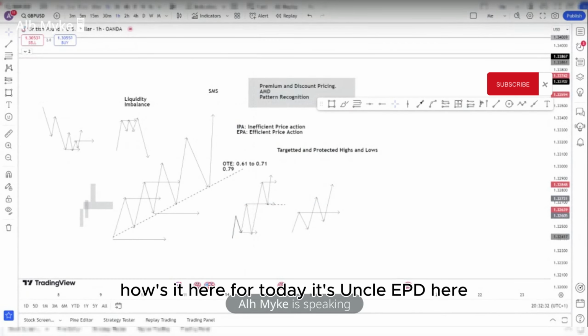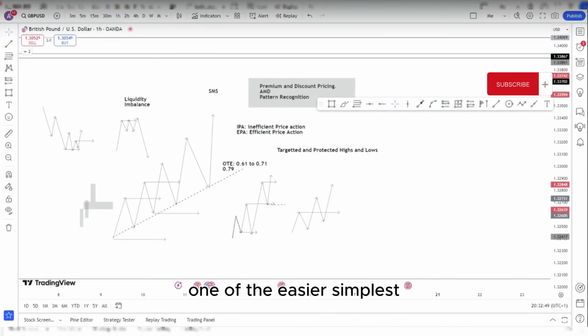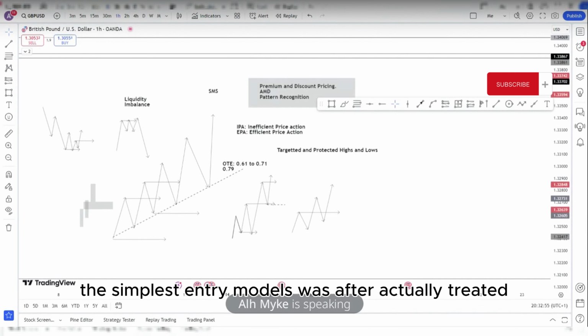That's it for today. We can call it a day here. Are there any questions? I think this is one of the simplest entry models we have treated so far. I wouldn't say easiest, but simplest.